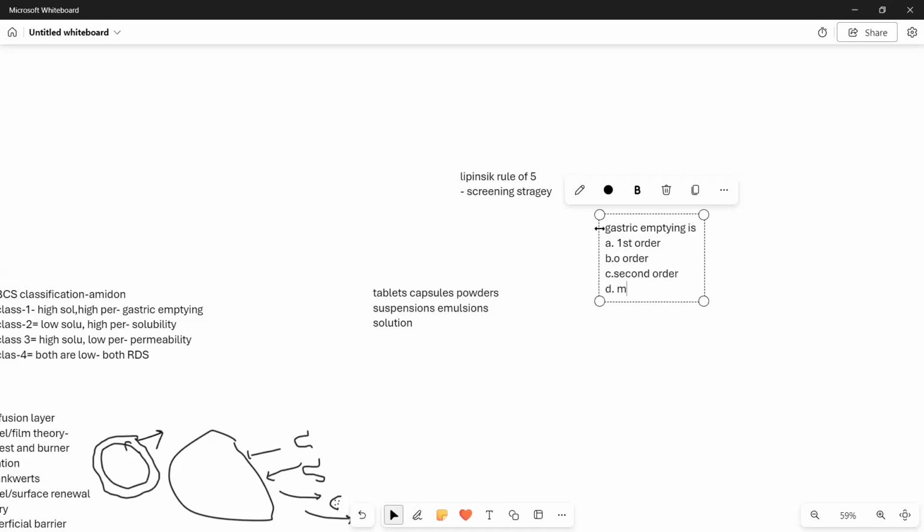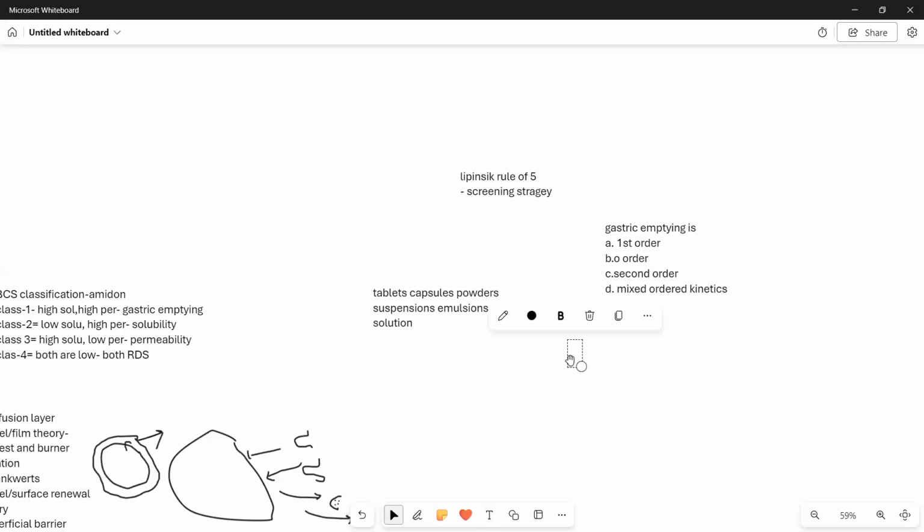The gastric emptying, which is nothing but the passage of the drugs from the stomach to the intestine, follows which kinetics? Second order or mixed order? Come on guys, answer this question fast. First order. Great. It's basically first order kinetics. And there are different factors which influence gastric emptying, which include the diseased states and drugs, for example.